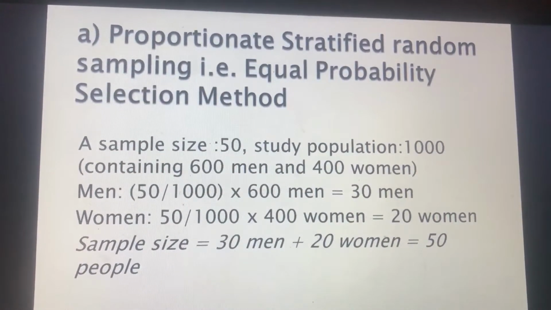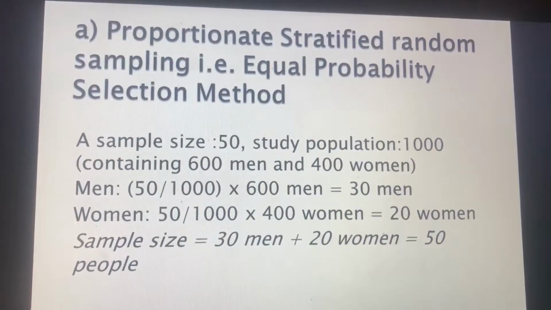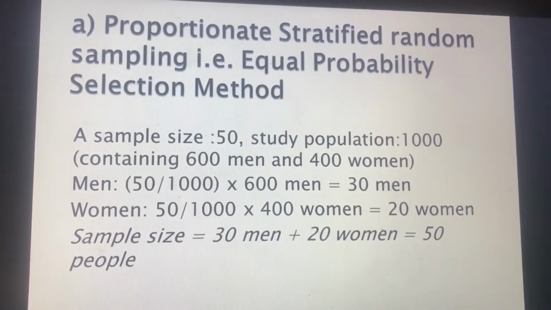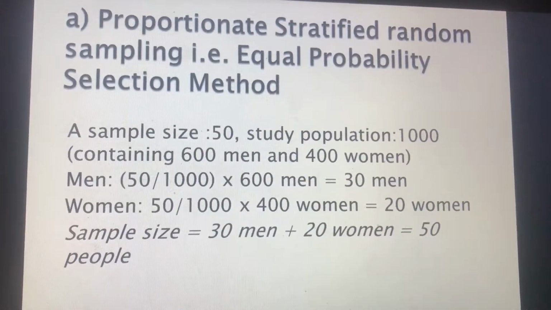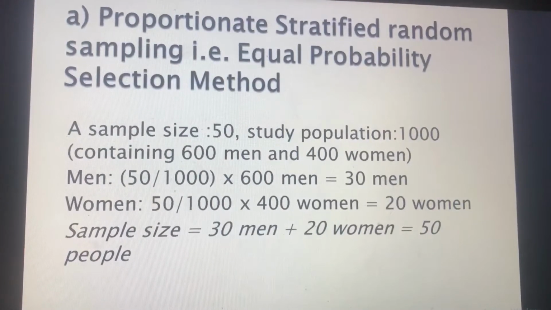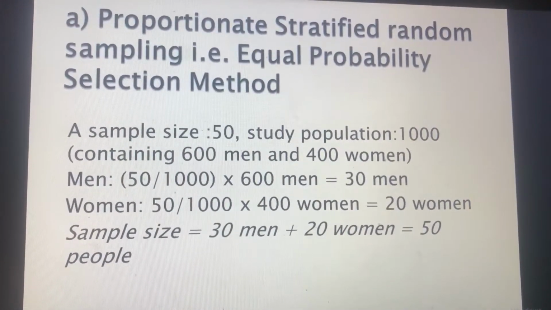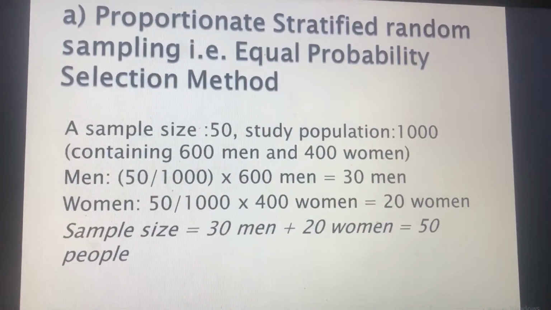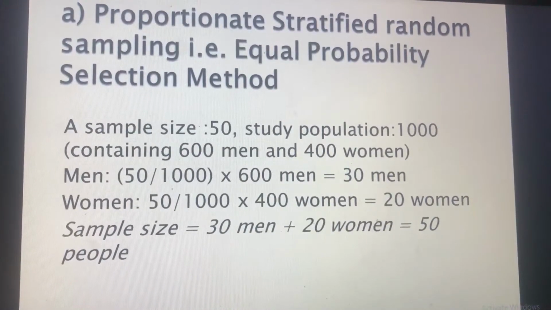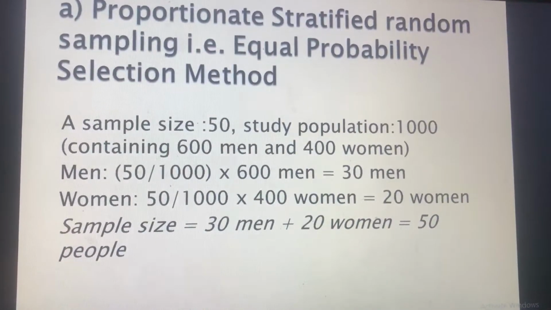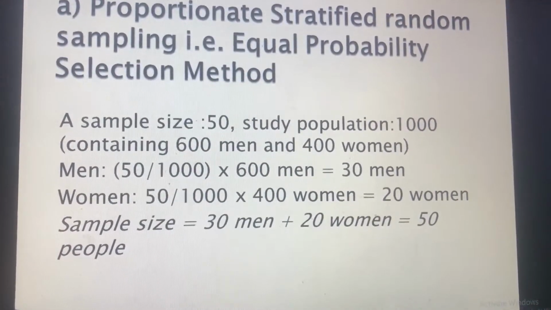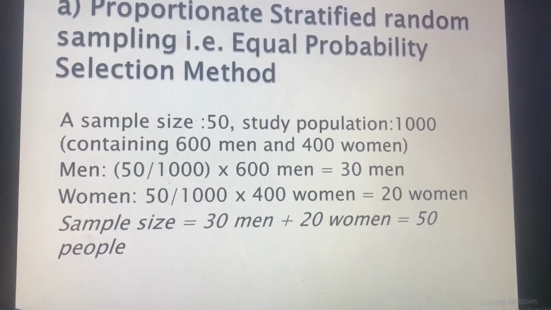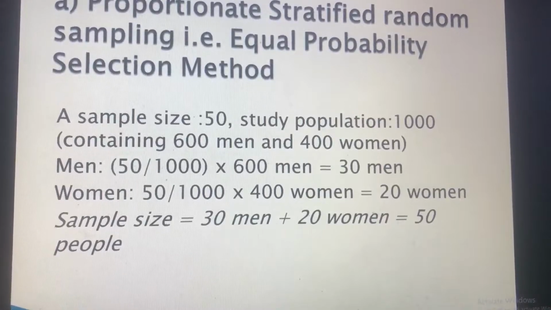For proportionate stratified random sampling, we have a population, and the population is divided into strata. And in each stratum, we have to take a sample. How will we do it? Let me give an example. If you have a sample size of 50 persons in a population of 1,000, but in the 1,000 population we have a stratum of men and a stratum of women, you have to draw a sample from men and a sample from women.